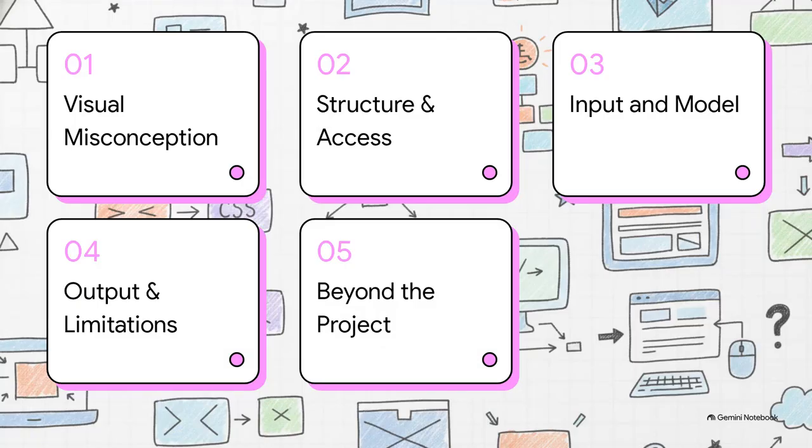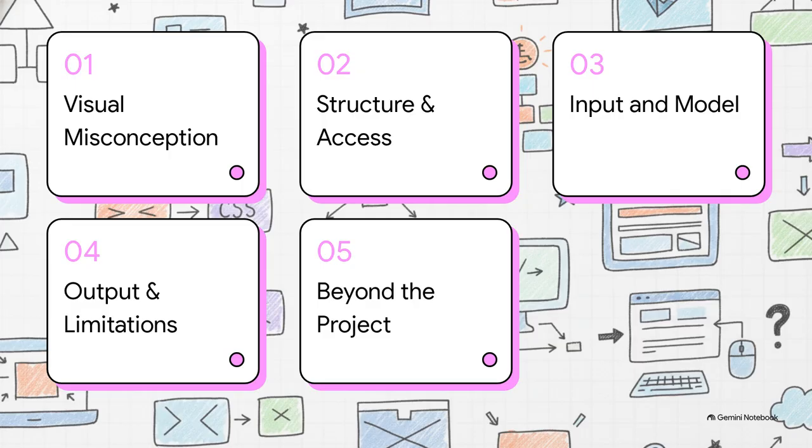Okay, let's take a quick look at our roadmap. We've got 5 stops today. First, the visual design misconception. Second, evidence, structure, and accessibility. Third, application, input, and model. Fourth, application, output, and limitations. And finally, transfer, beyond the project.